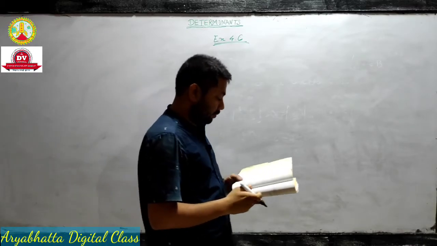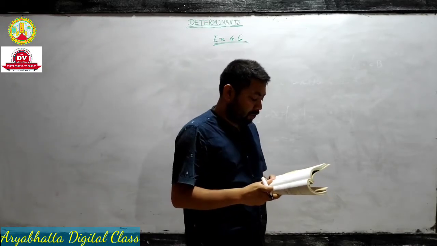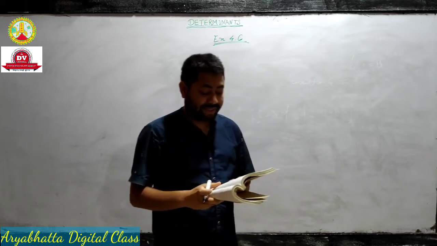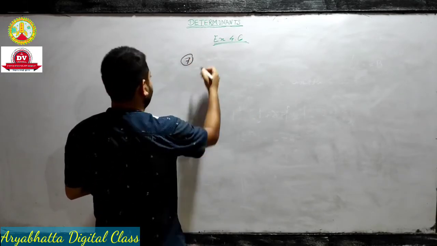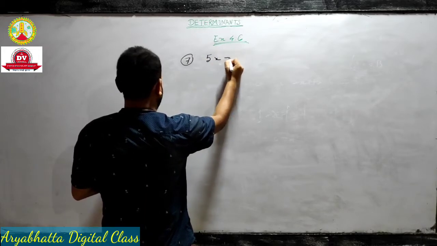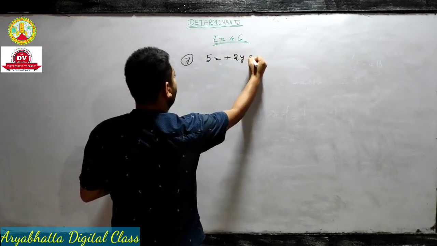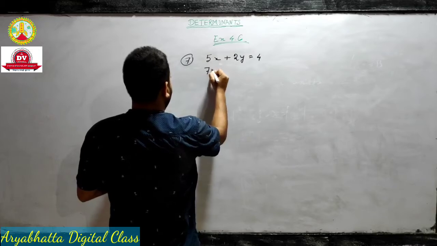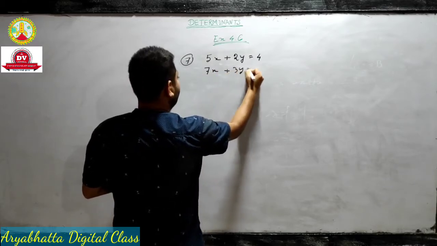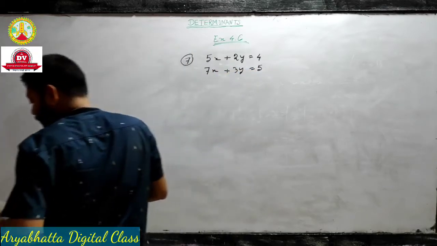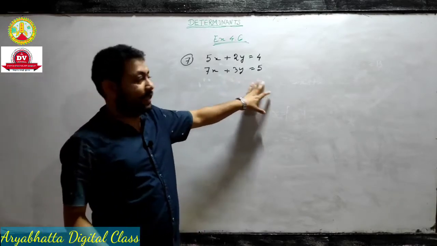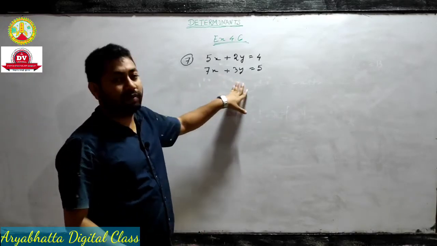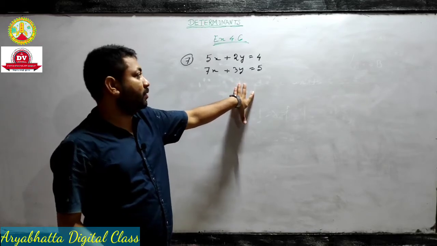Next question, solve the system of linear equations using the matrix method. Question number 7. Next we will discuss question number 7. Given 5x plus 2y equal to 4, 7x plus 3y equal to 5. Solve the system of linear equations by using the matrix method.